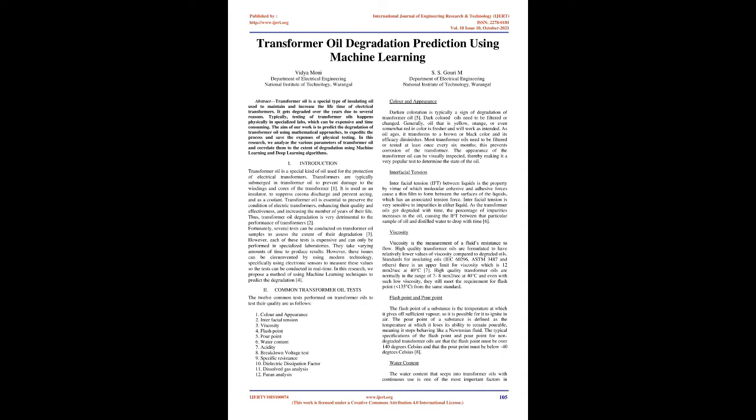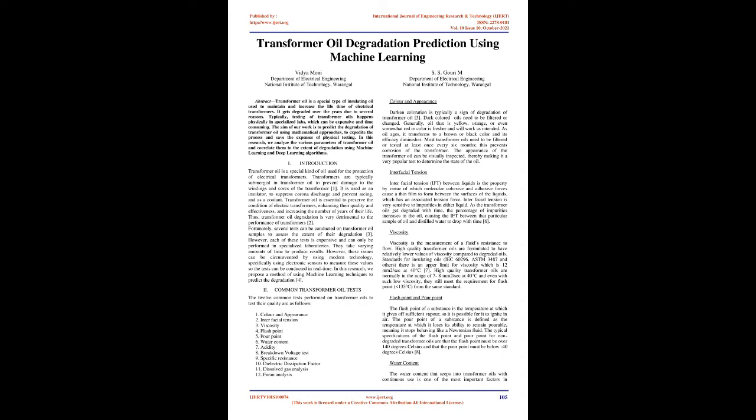Introduction. Transformer oil is a special kind of oil used for the protection of electrical transformers. Transformers are typically submerged in transformer oil to prevent damage to the windings and cores of the transformer. It is used as an insulator, to suppress corona discharge and prevent arcing, and as a coolant. Transformer oil is essential to preserve the condition of electric transformers, enhancing their quality and effectiveness, and increasing the number of years of their life. Thus, transformer oil degradation is very detrimental to the performance of transformers too.